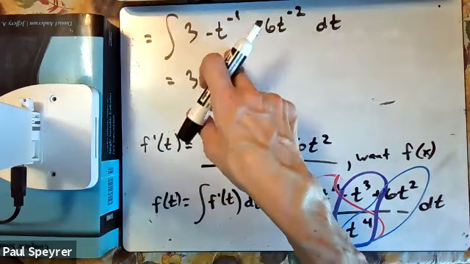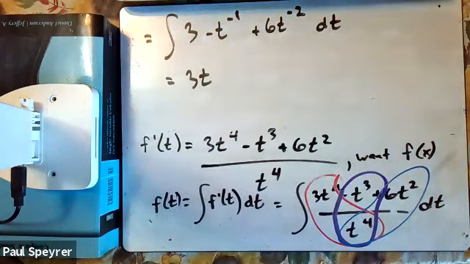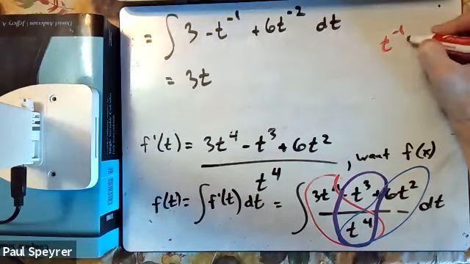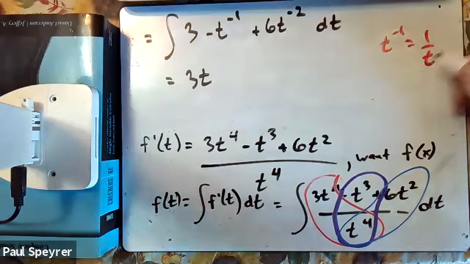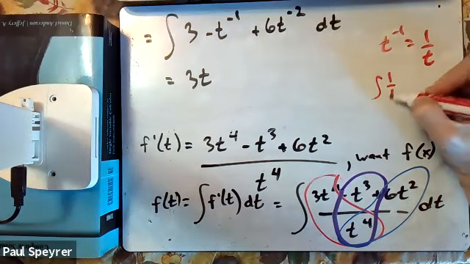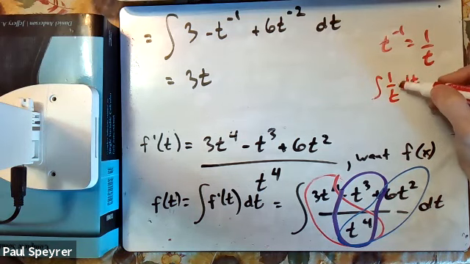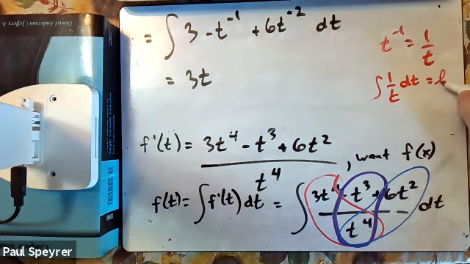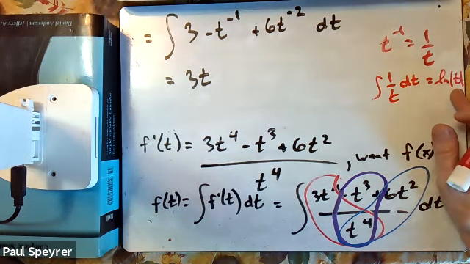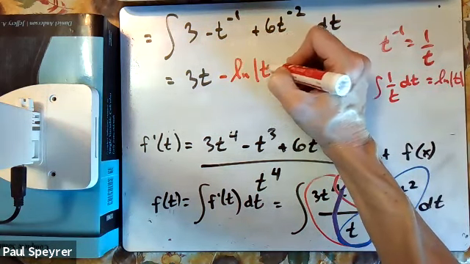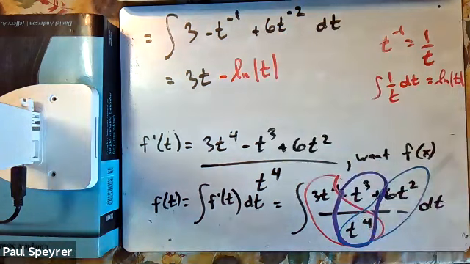What about this one right here? So remember, t to the negative 1, that's 1 over t. If we had to integrate 1 over t, that's a special case right there. Anytime you have 1 over some variable to the first power, it's that natural log. So it's natural log of the absolute value of t. Don't forget that right there. So this is minus ln absolute value of t in that instance.